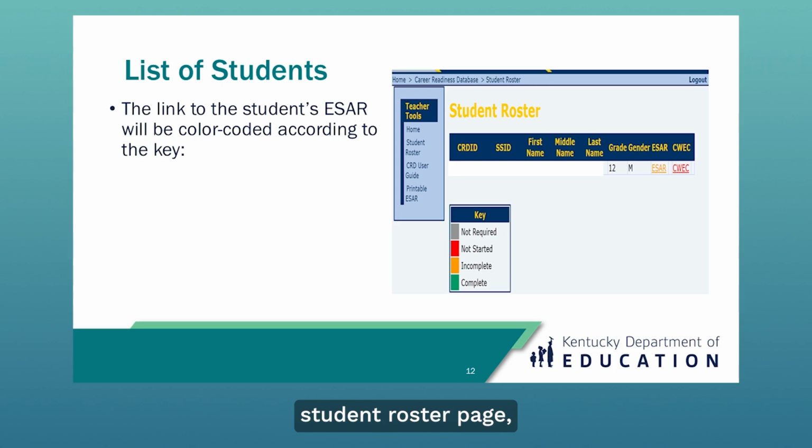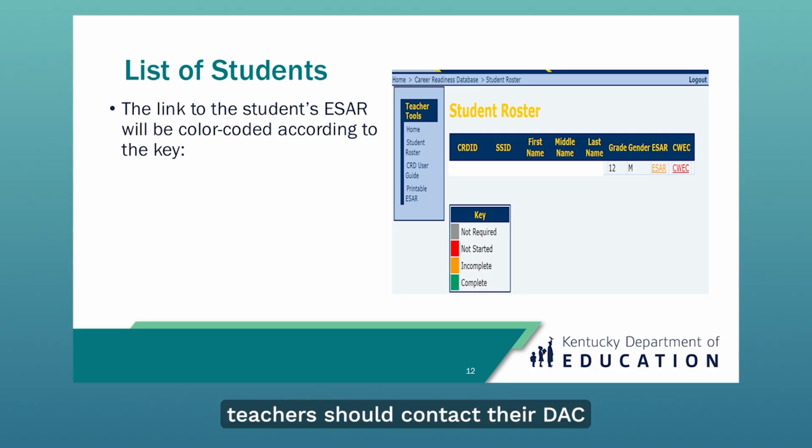On the student roster page, the teacher's list of students is presented. If any students expected to be on this list are missing, teachers should contact their DAC to have the students manually added. As described above, the student's information is listed in the student roster with both the ESAR and CWEC links at the end of the student line. You must locate the student in the list to access data entry for that specific student.